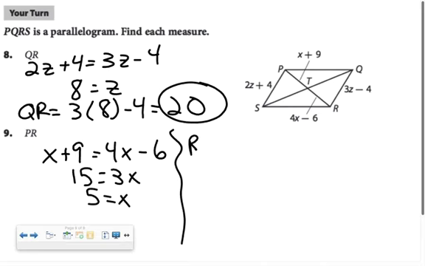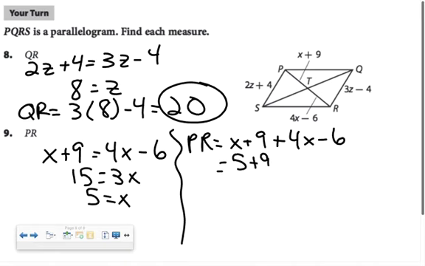Again, remember that you weren't asked for the value of x. You were asked for the length of PR. Well, PR, I hope you would realize, equals x plus 9 plus 4x minus 6. So I have to take x and plug it into both of those. So now I have 5 plus 9 plus 4 times 5 minus 6. So work that all out, and it's 28.